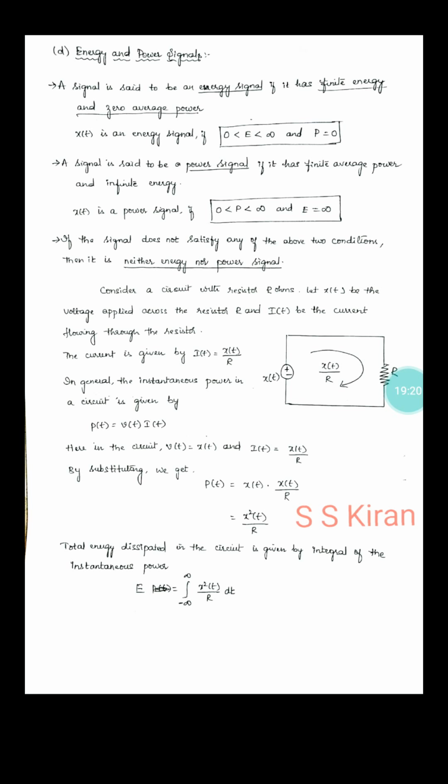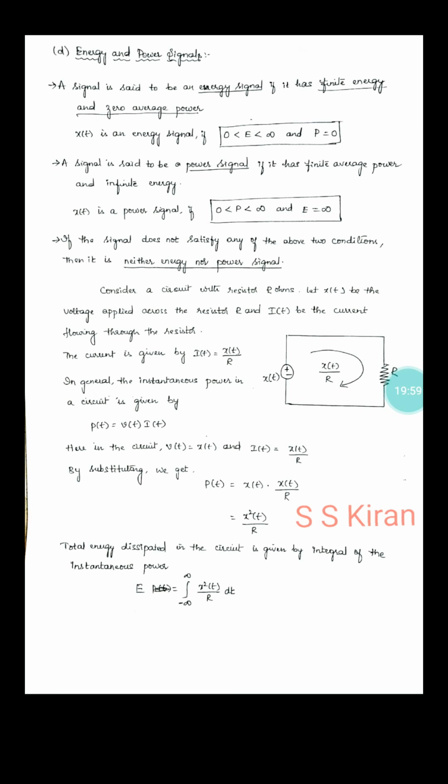One more point: if the signal does not satisfy either of the above two conditions, then it is neither an energy nor a power signal. Let us discuss some equations. Consider the following circuit. In that circuit, the input voltage is x of t, connected in parallel with a resistor R. Then we can find the current. What is the formula for current? V is equal to IR, so I is equal to V by R. Here V is equal to x of t, so i of t is equal to x of t by R.